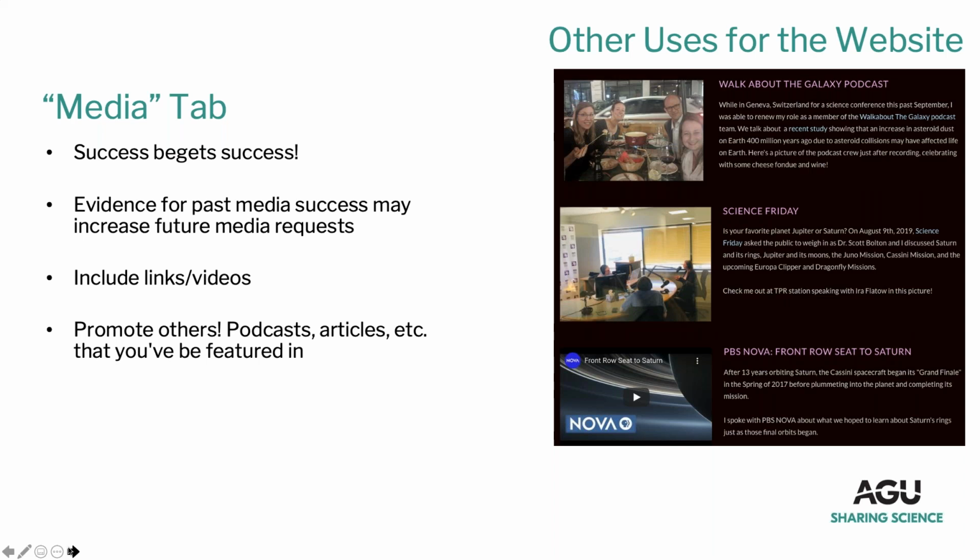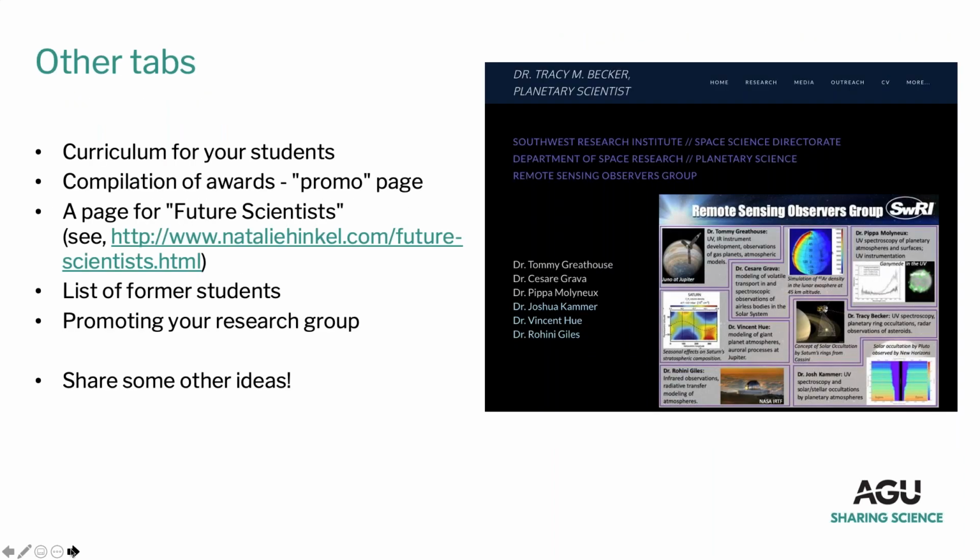So next slide, which does include more tabs. I think there are a lot of other tabs out there. I've listed a few that I've seen on other people's websites, including my own. I promote our research group within the Planetary Sciences group. I lead the Remote Sensing Observers group, and this actually has links to my colleagues at SwRI and their websites as well. But I'd love to invite everyone to use the chat box or the question box, whatever is easier, to share some other ideas for what you would do with your website. What other things might you include?